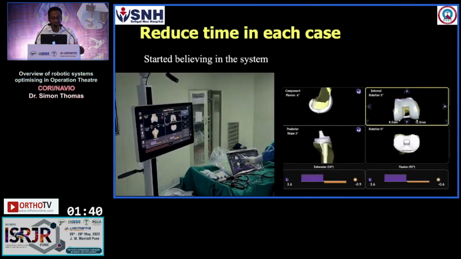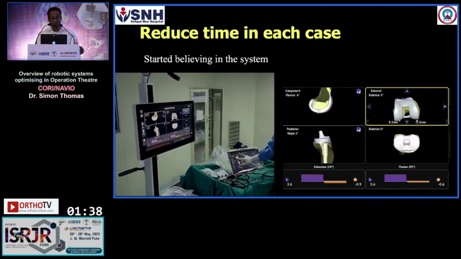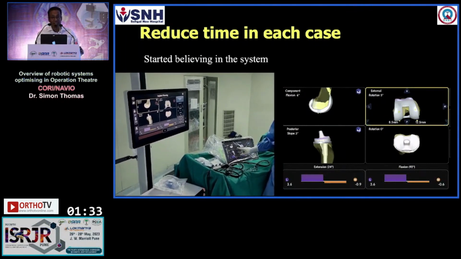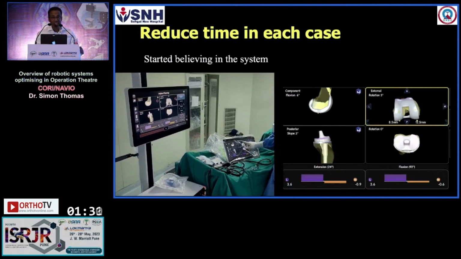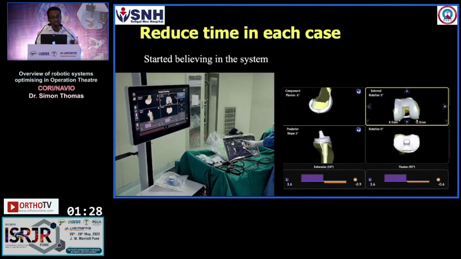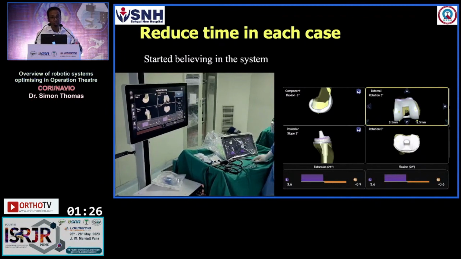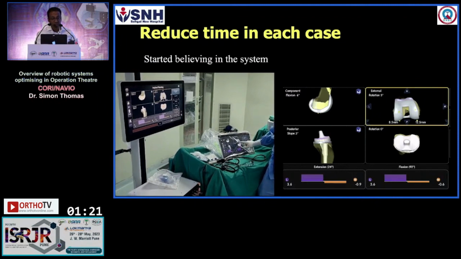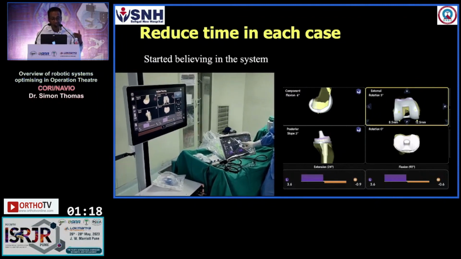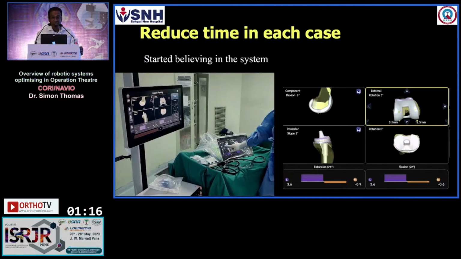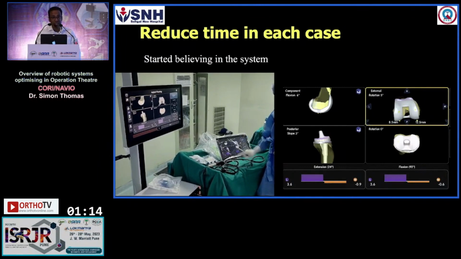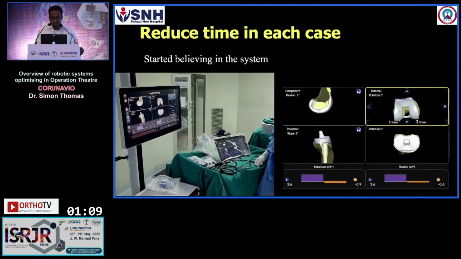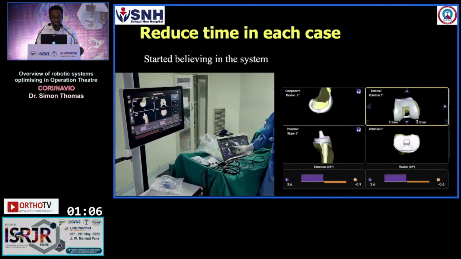And the last thing: start believing in the system. We are all used to mechanical alignment. Once you start using the system, you'll realize that you'll have to make variations in the implant positioning. That is the most difficult step. In the first initial cases, we were spending more and more time on releases. The medial releases were much more because we wanted to put everything in mechanical alignment. As the confidence in the system grew, we realized that we had to make implant changes, and the soft tissue releases have gone down. We are very happy with size 9 spacers without any release at all now.